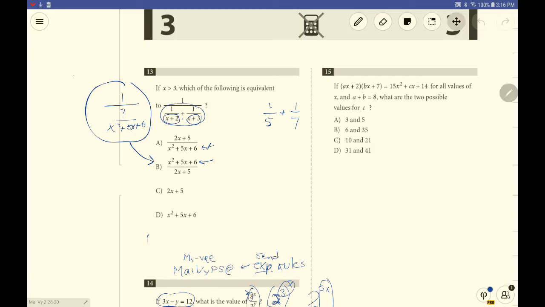Number 13 is about how to combine fractions. It's similar to combining just fractions with just integers, 1/5 plus 1/7. The common denominator is 5 times 7. This is no different. The common denominator is x plus 2 times x plus 3. And you combine it. And a lot of the work on this test is to do with expressions with variables, the kind of thing we know how to do when it's just numbers. But we do the same thing with that.